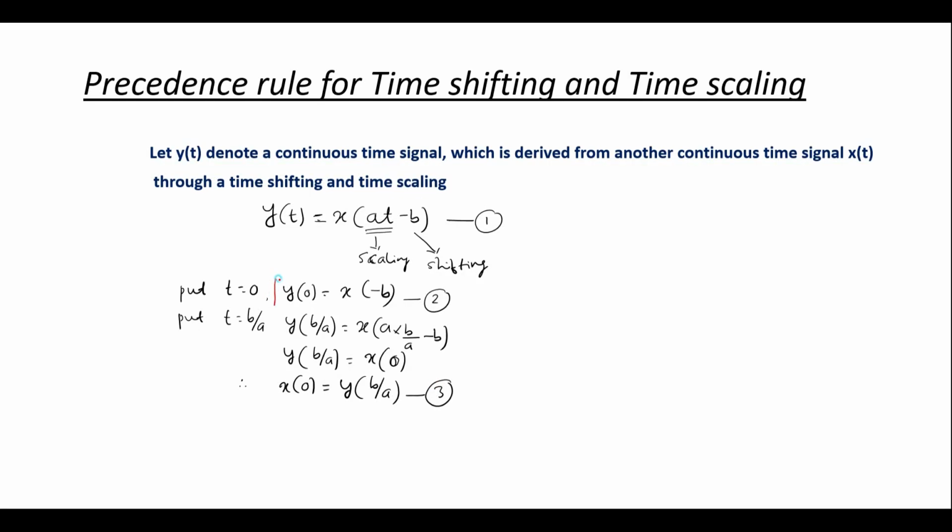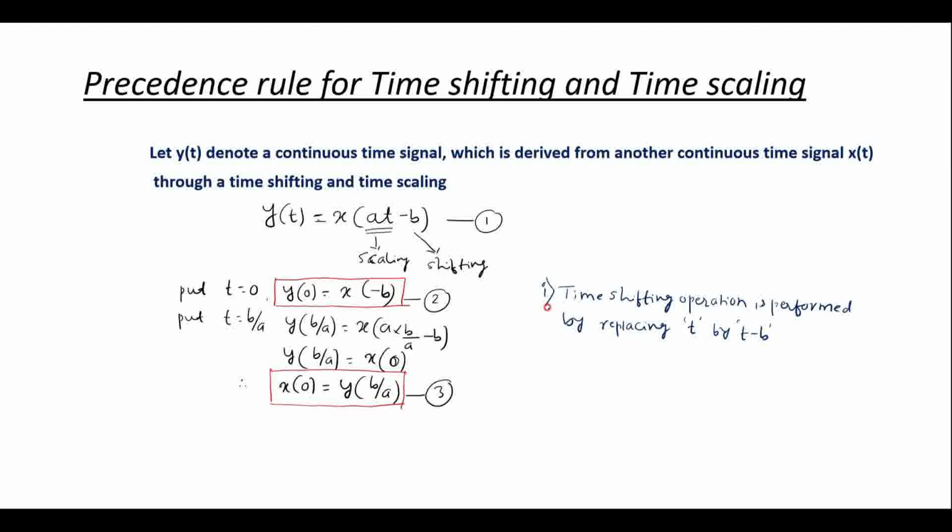So equation number 2 is y of 0 is equal to x of minus b, and equation number 3 is x of 0 is equal to y of b by a. Once we obtain y of t which is equal to x of at minus b, the resulting signal y of t should satisfy these two equations. Therefore, it is necessary to perform the shifting operation first, then the scaling operation.